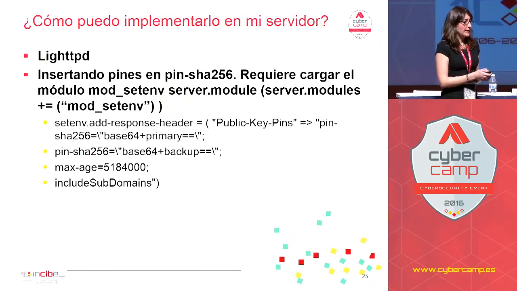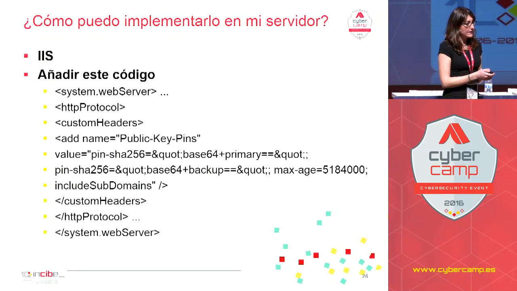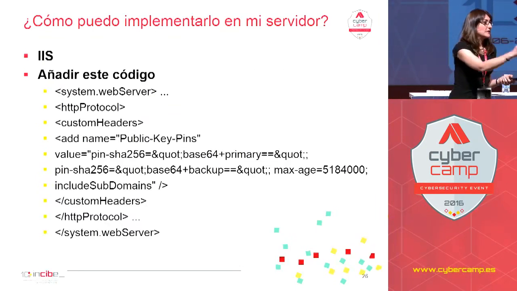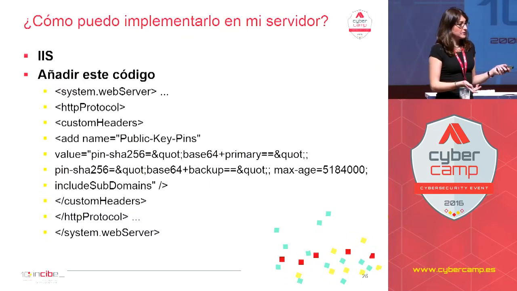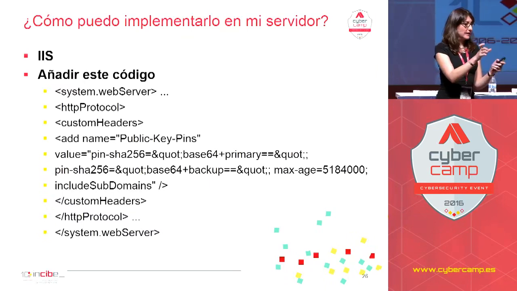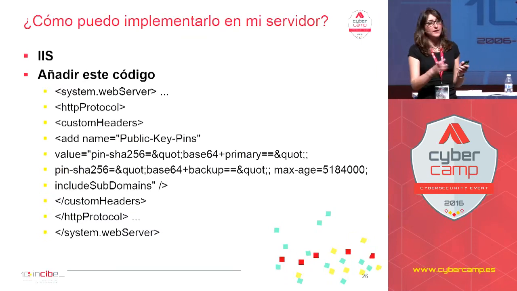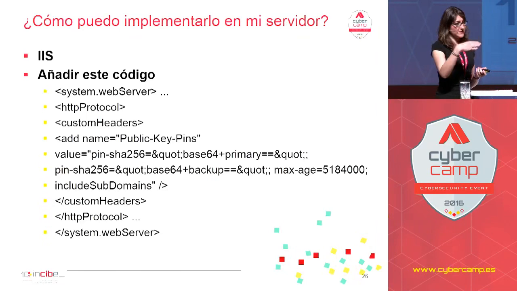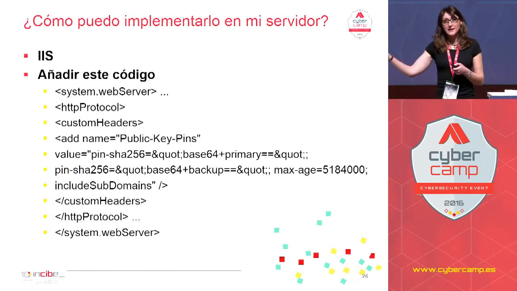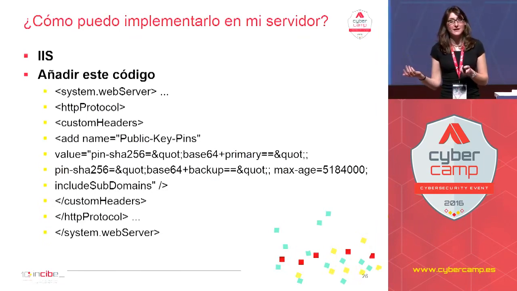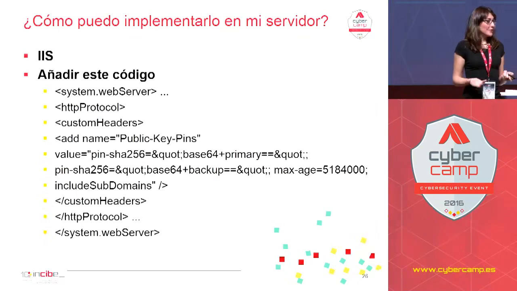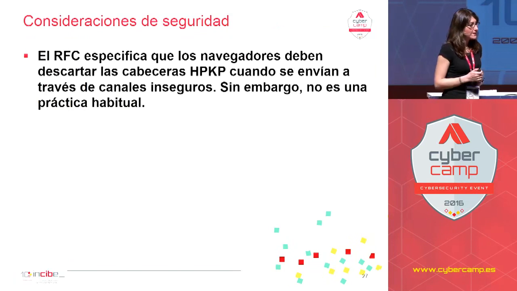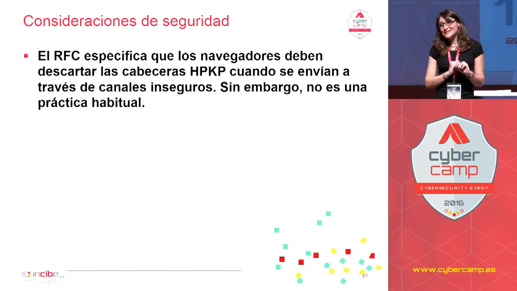For lighttpd, you have to do exactly the same thing. You insert the pins and you tell the directive the header that you want to use. And for the case of IIS, you would include this code on screen, also very simple code that includes the pins of SHA-256 with base 64 with the subdomains. So the only thing you have to do is just insert the line. That is enough. It is not complicated. It's not difficult to implement.